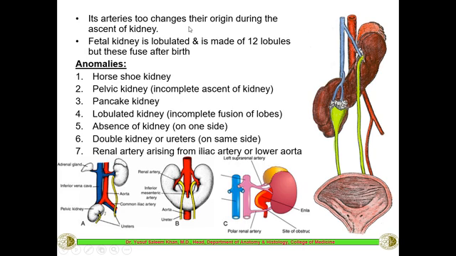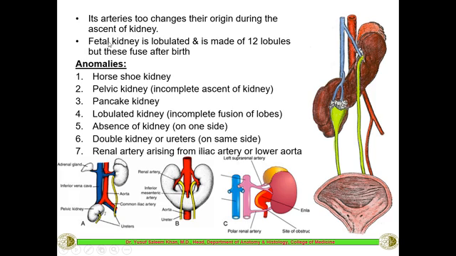So you should remember that the blood supply of the kidney keeps on changing, from different levels, sometimes from the common iliac, from the lower part of the abdominal aorta, or from the actual side, that is the upper part of the abdominal aorta.